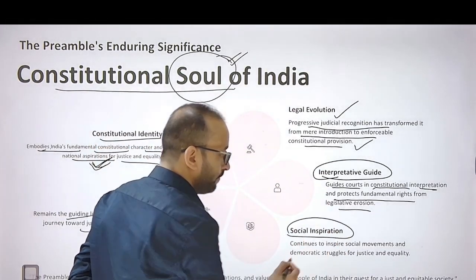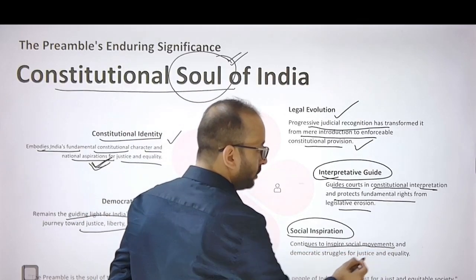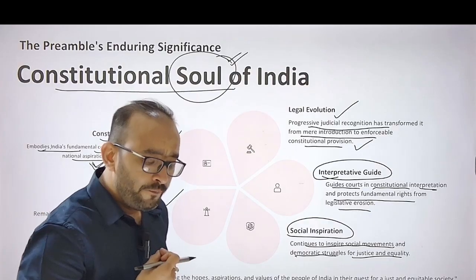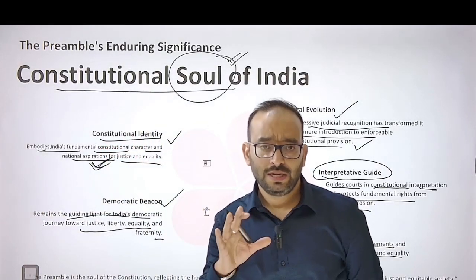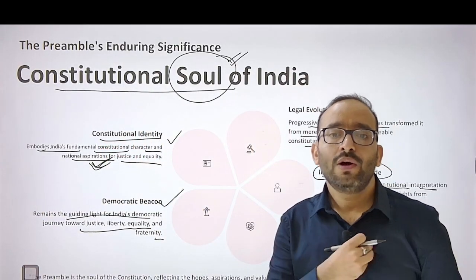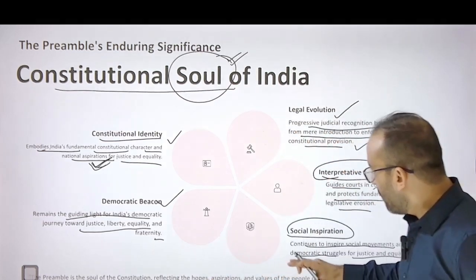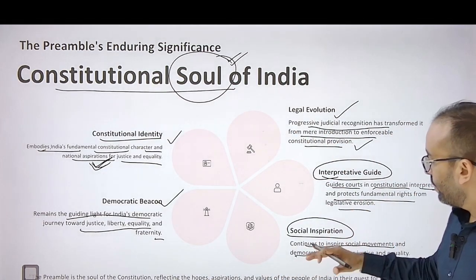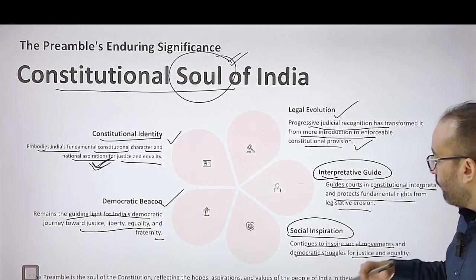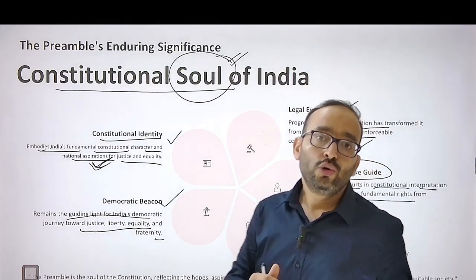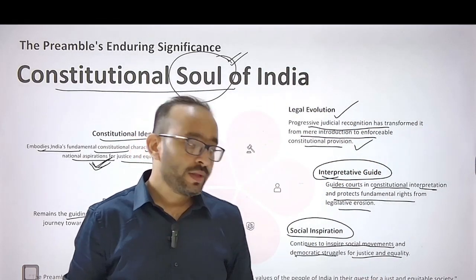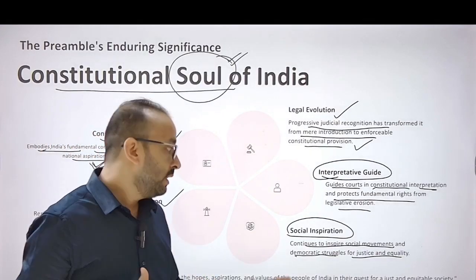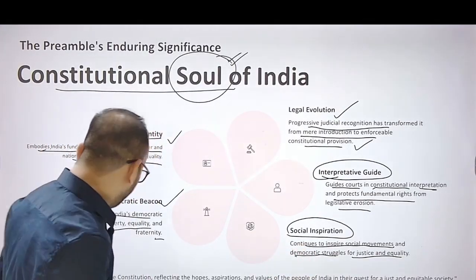Social inspiration: it continues to inspire social movements and democratic struggles for justice and equality. So when the preamble says "We, the people of India," basically it speaks to our hearts and our minds. We get inspiration from the preamble every time for the democratic struggles to achieve justice and equality. This is what the preamble has promised to us. So this keeps our soul awakened to achieve this.